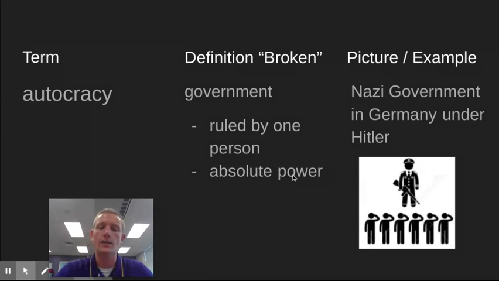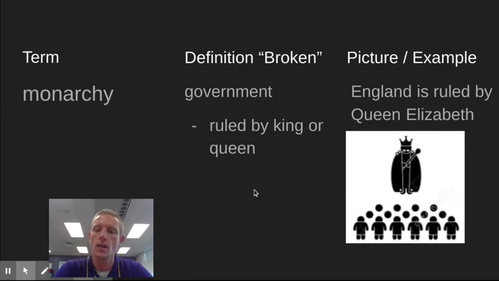Next up, we have autocracy, and this is a government ruled by one person that has absolute power. Think about this: the Nazi government in Germany under Hitler was an autocracy. We also call it dictatorship. Another type of government is a monarchy. It's a government ruled by a king or queen. They tend to have absolute power, and they tend to claim that from God. So monarchy, think M-O-N, one ruler. So a monarchy is an example of an autocracy.